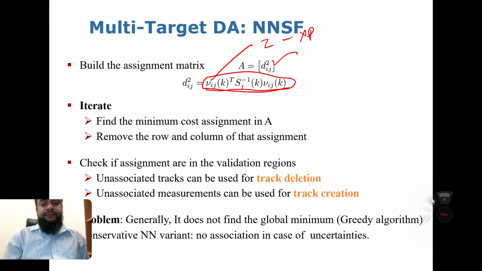Here, generally it does not find the global minimum; it is a greedy algorithm. You can look up the greedy algorithm on the internet. It is the conservative variant, with no association in case of high uncertainties. So it can work on low uncertainties, but if there is high uncertainty, then it is difficult to associate the measurements.